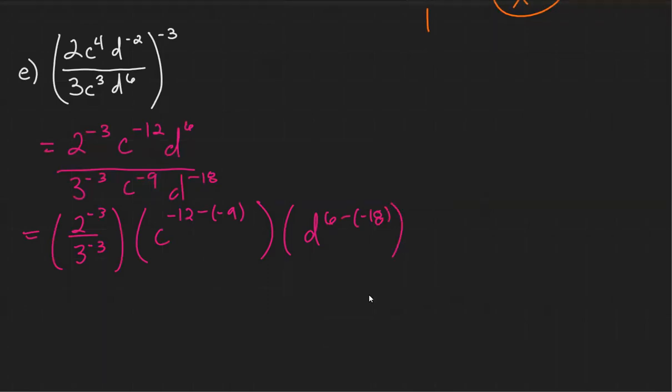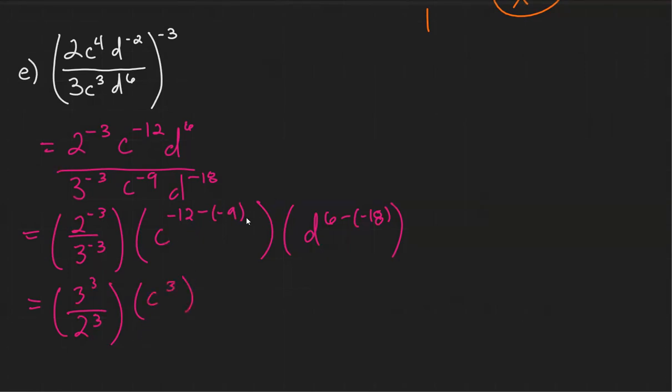All right, so now let's deal with this. No negative exponents, so let's throw it to the other side to make them happy, to make them positive. I've got to throw this to the numerator to get 3 to the positive 3. And I've got to throw this to the denominator to get 2 to the positive 3. Notice the changes that happened there. And then this piece, negative 12 plus 9, that's going to be c to the third power.